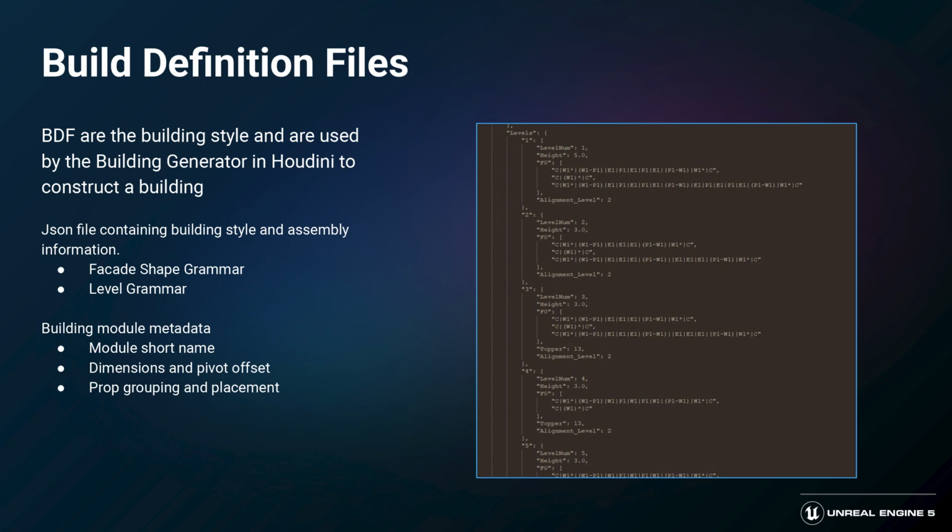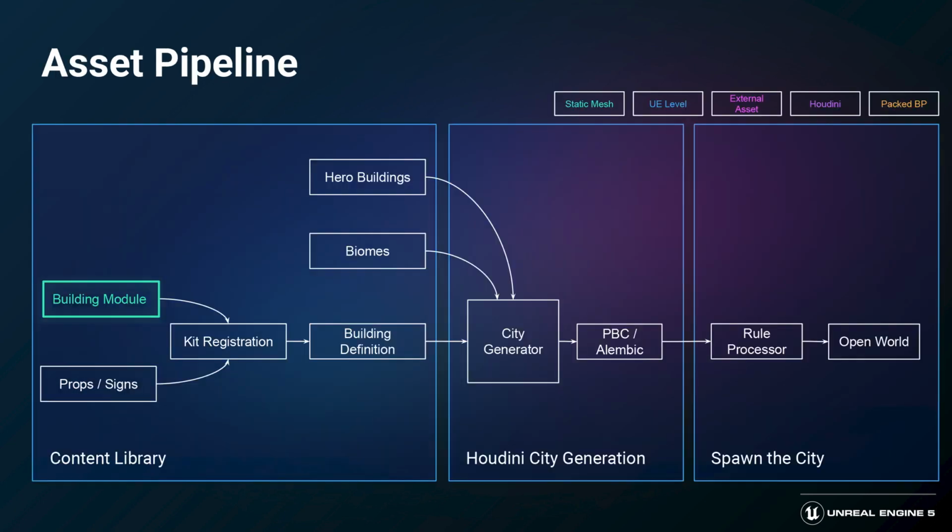So far in the asset pipeline, we have defined how the building modules and the building props content was created. We have imported into Unreal and organized the content into kits. We have assigned metadata and registered props to the building modules and generated a building definition file that contains all the information required to define a building style. At this point, we are ready to send the file over to the procedural system and generate a building.